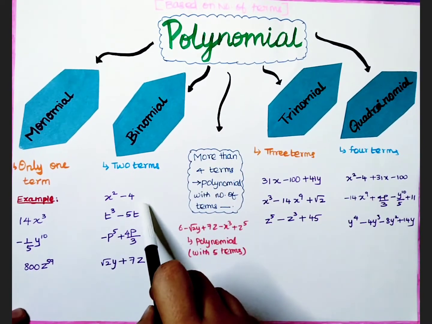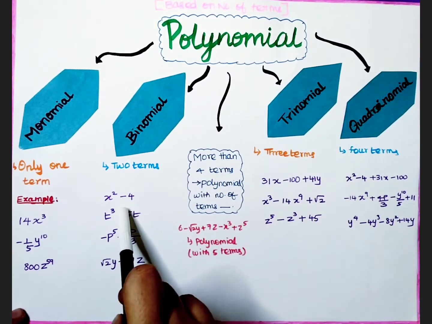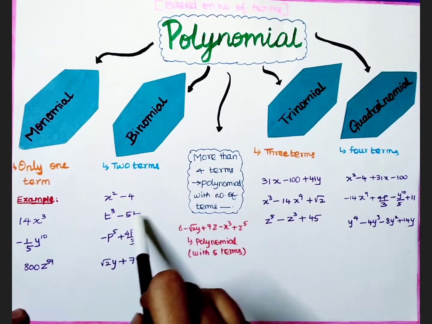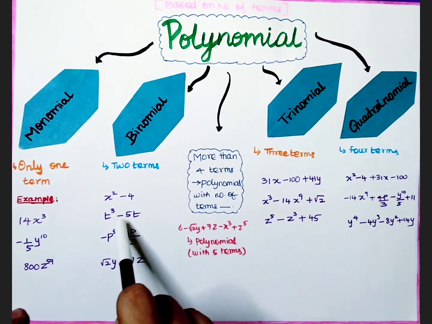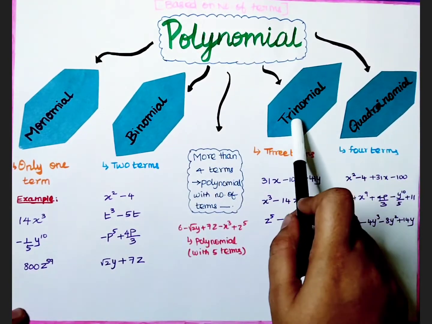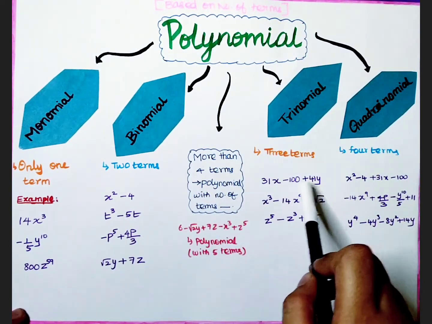X square minus 4: here x square is one term, 4 is one term, combined with subtraction. T cube minus 5t: t cube is one term, 5t is one term, combined with subtraction. So we have two terms combined with subtraction. Trinomial, three terms, for example 31x minus 100 plus 41y.